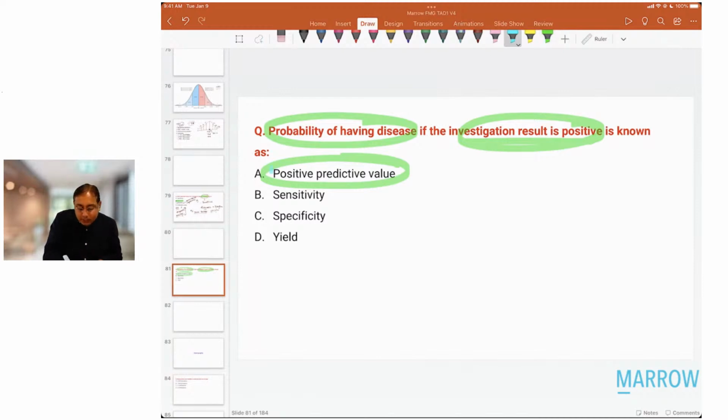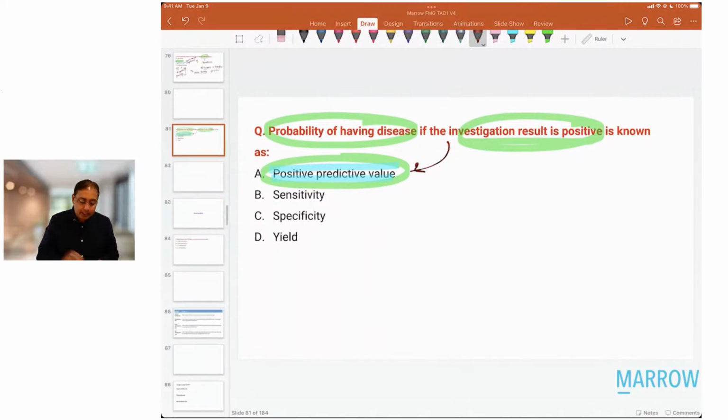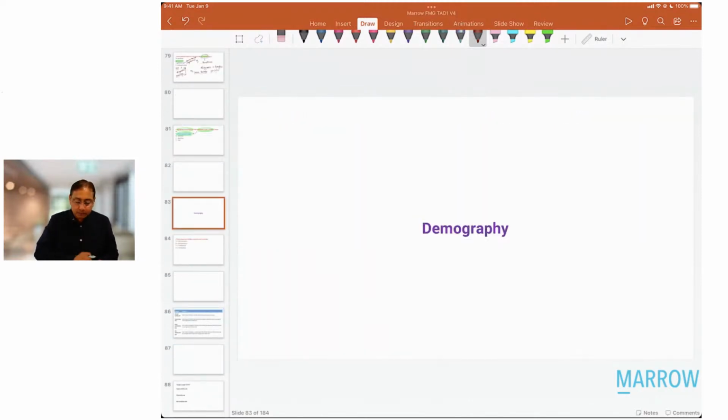So make sure you get this right. This is what is the positive predictive value, that the probability of having disease if the investigation is positive is called as positive predictive value.